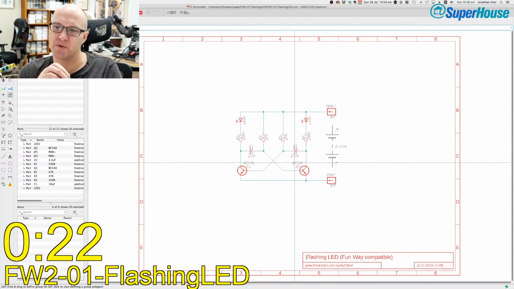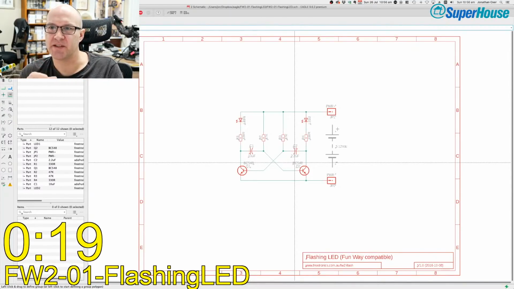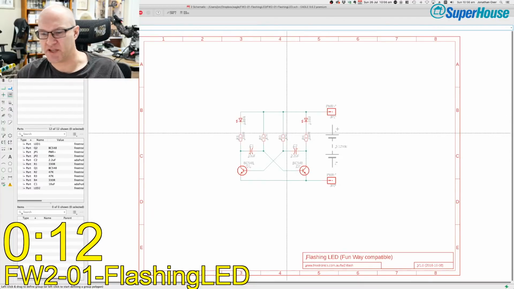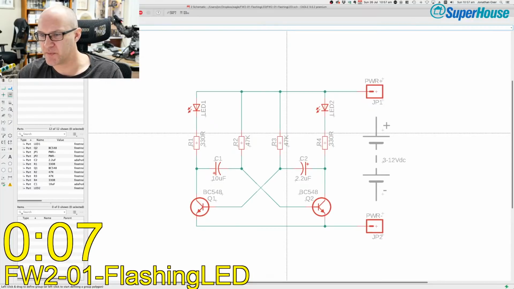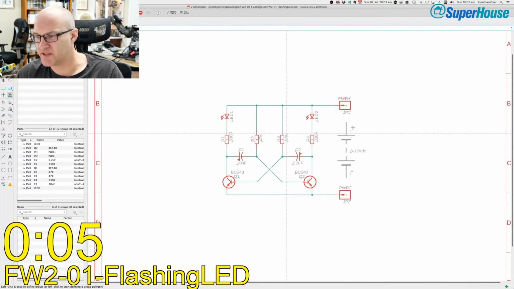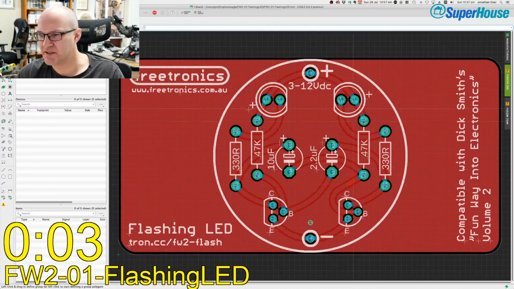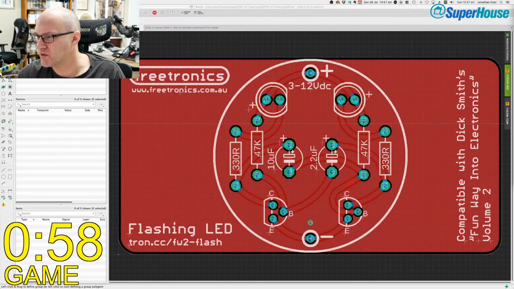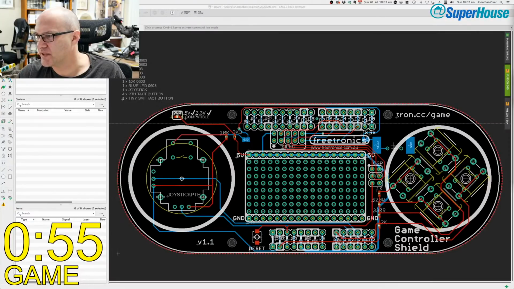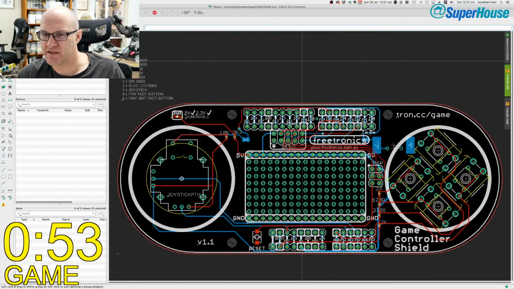So they were very small projects that would be kind of a fun thing to build, but that would illustrate some fundamental principle. So in the case of this project, it's a flashing LED, but it's actually teaching you about astable multivibrators. And so the schematic and the PCB is deliberately designed to look very similar to the original Funway Volume 2 PCB.